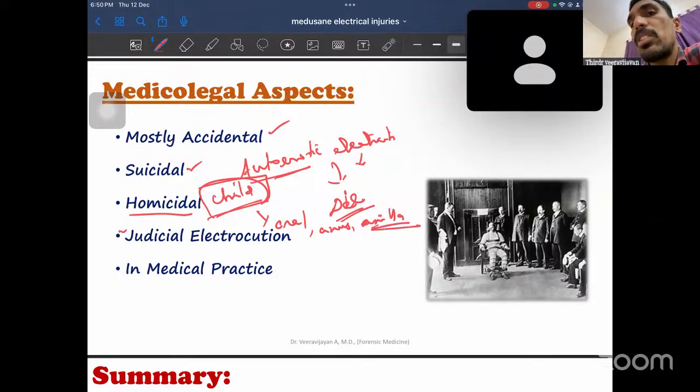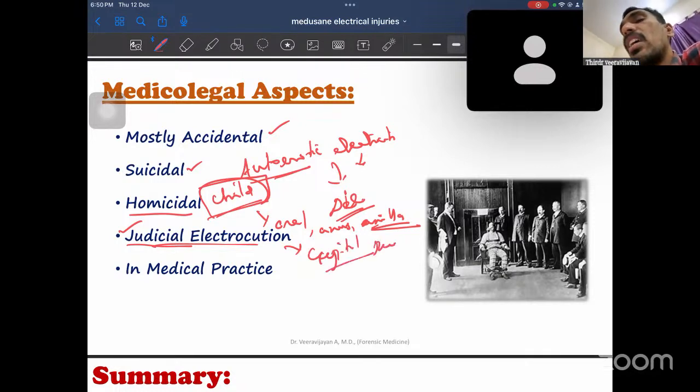The next one is judicial electrocution. It's a method of capital punishment, usually executed in some states of the US. Here they place a wooden chair and make the convicted person sit on it. They shave the scalp and place an electrode over the scalp, and another electrode on either the right or left arm, usually the right arm. They pass the electricity and the person gets electrocuted. Judicial electrocution is a type of capital punishment.